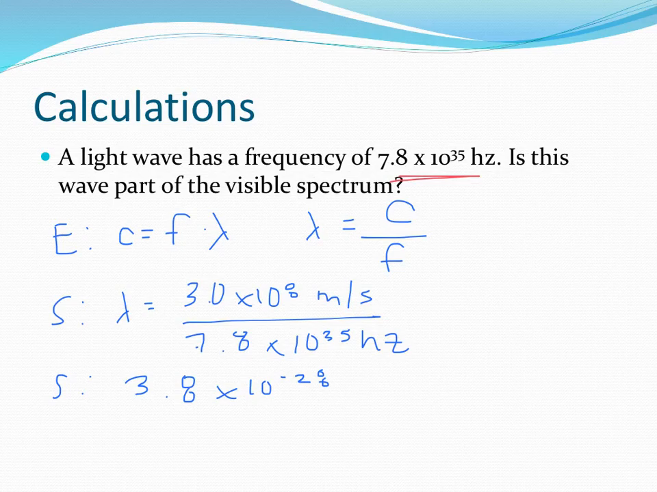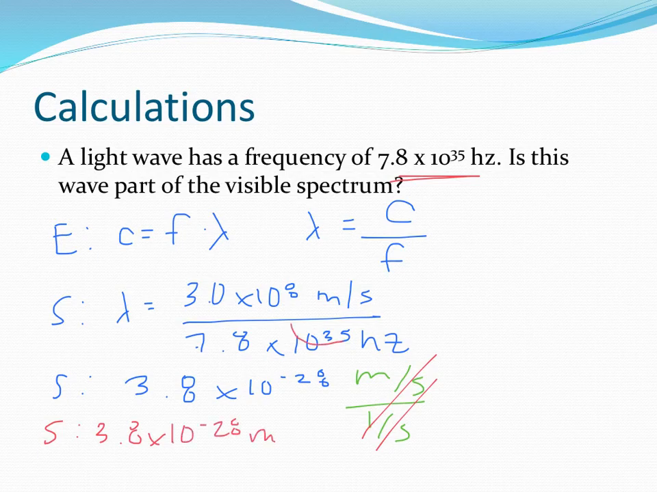And then if you pay attention to your units, you have meters per second over 1 over a second. The 1 over seconds cancel out, leaving you with 3.8 times 10 to the negative 28 meters. So looking at that number, 3 times 10 to the negative 28th, we're not dealing with hundreds to the negative 9th or thousands to the negative 10th. This is not a visible wave.